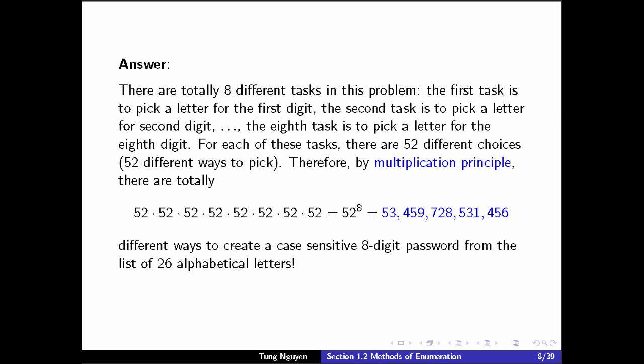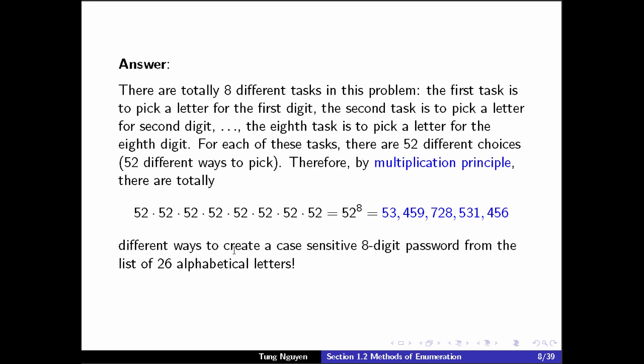The first task is picking a letter for the first digit. The second task is to pick a letter for the second digit, and so on until we fill in 8 digits. So there are totally 8 different tasks. For each of these tasks, there are 52 different ways to perform the task, because we have 52 different choices.